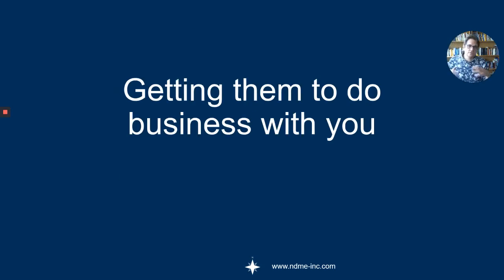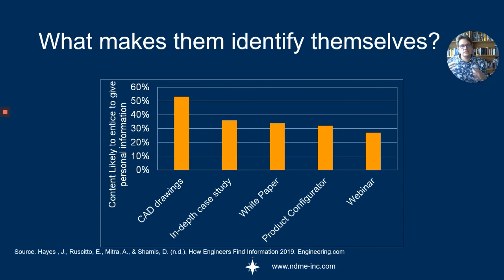Now, as I said, once you've got them, you want to get them to do business with you. What I'm going to refer to next is basically gated content, meaning you put the content behind a gate, i.e. the client or the prospect needs to identify themselves. And here, once again, the type of content that you're going to give is content that is relevant to your prospect.